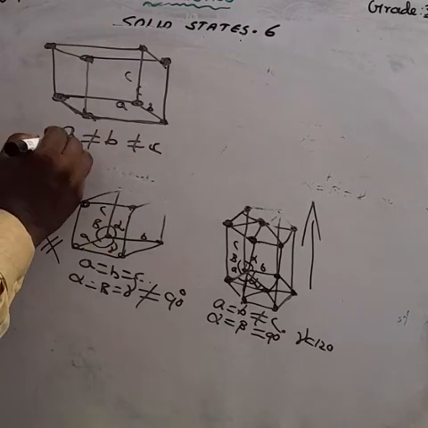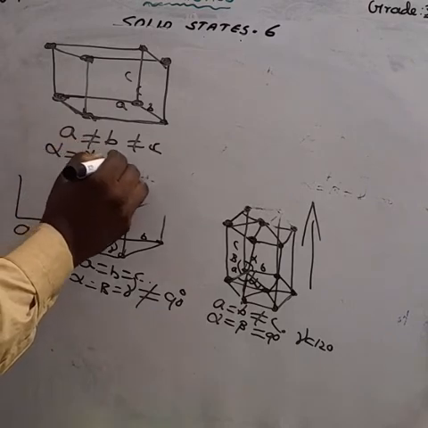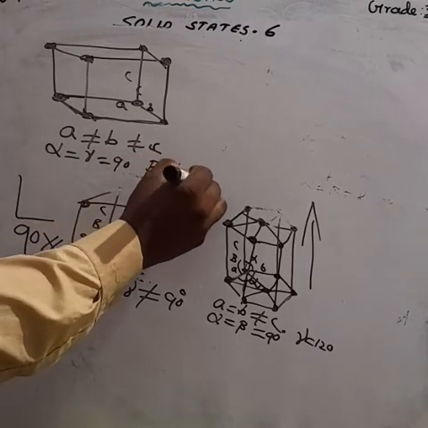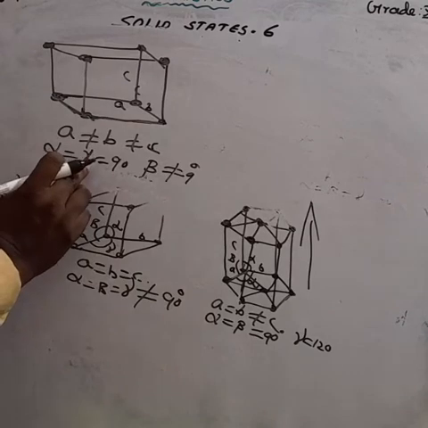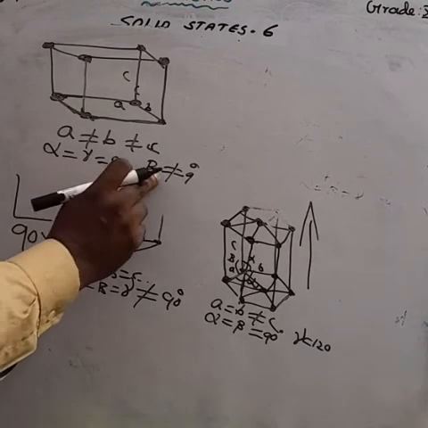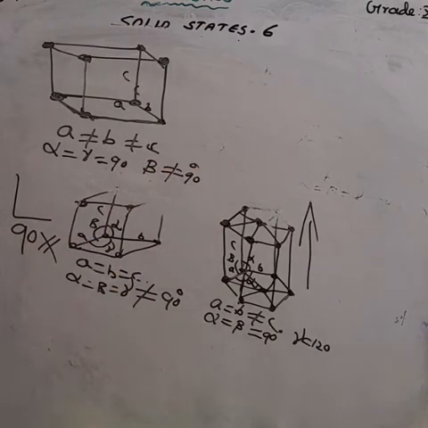Alpha is equal to gamma is equal to 90 degrees. Here beta is not equal to 90 degrees. That is about the monoclinic.